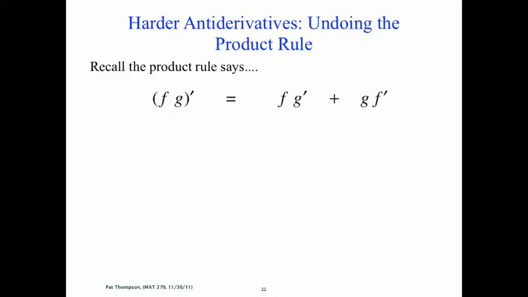Okay, the next thing is what we're going to call undoing the product rule. So let's review the product rule. What does the product rule say? It says that if you have two functions and you take their derivative, so fg, the derivative of f times g, we know it's not the derivative of the first times the derivative of the second. What is it? It's the first times the derivative of the second plus the second times the derivative of the first. That's the product rule.